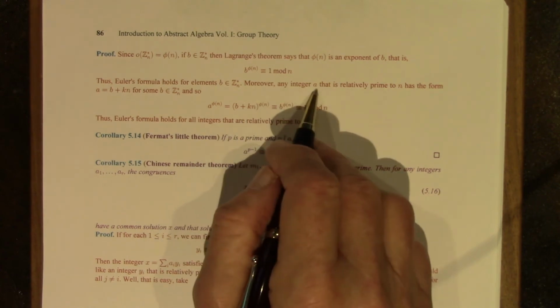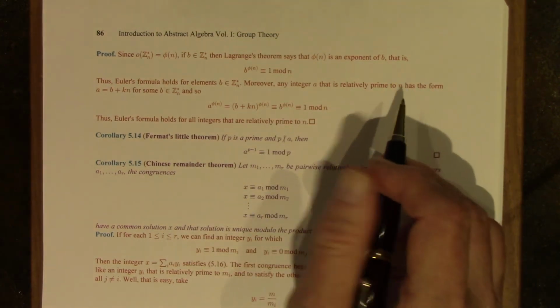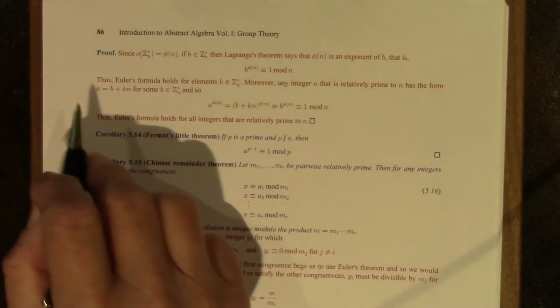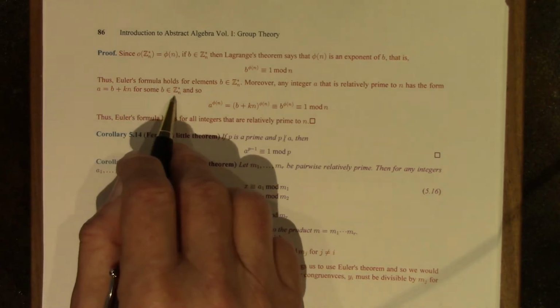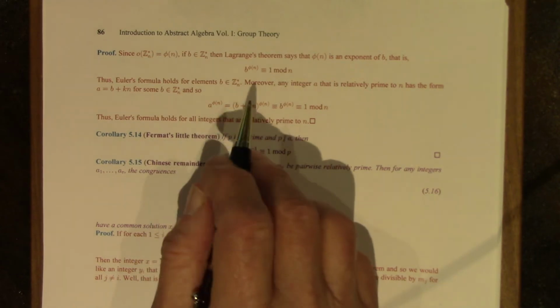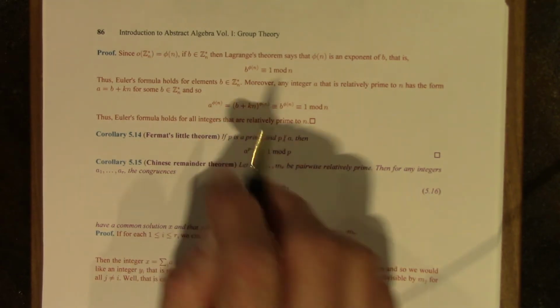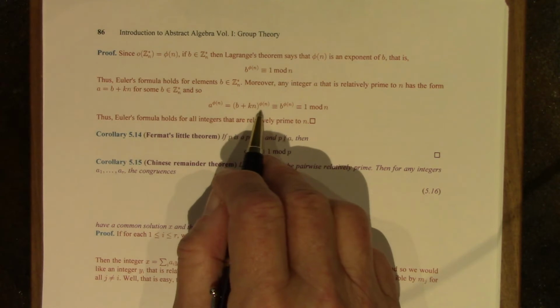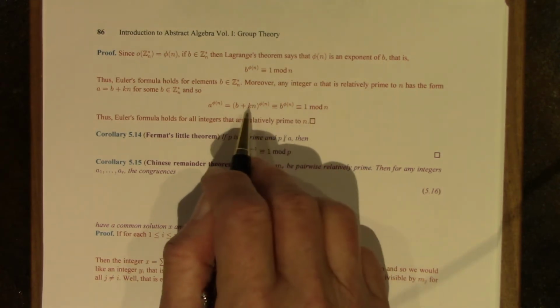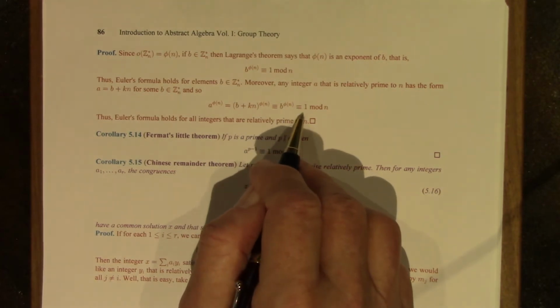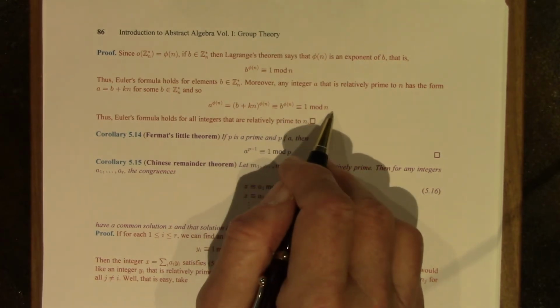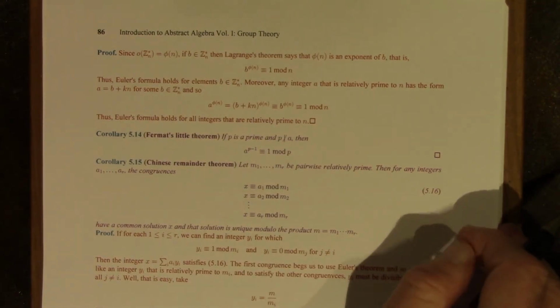Moreover, any integer a that is relatively prime to n can be written a equals b plus kn, where b is in this group. And so a to the phi of n is b plus kn to the phi of n. And when you multiply this out and reduce mod n, the only term that survives is b to the phi of n, which we have just shown is congruent to 1 mod n. So Euler's formula holds for all integers that are relatively prime to n.